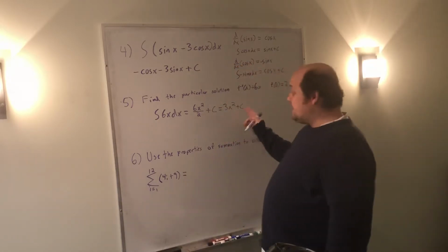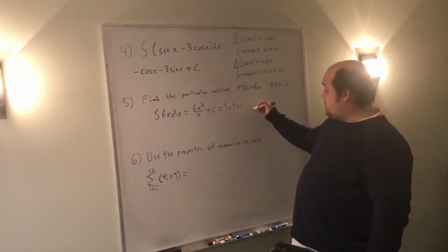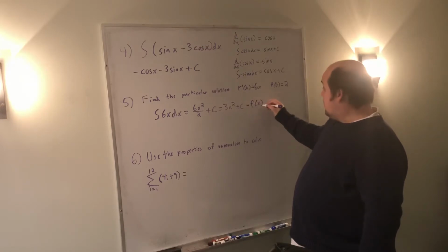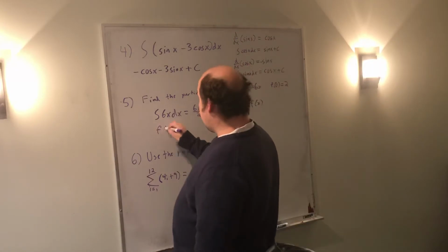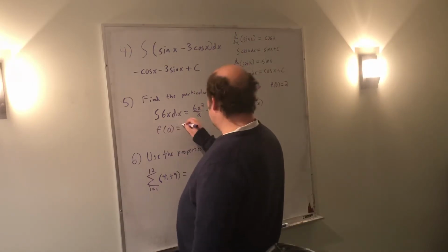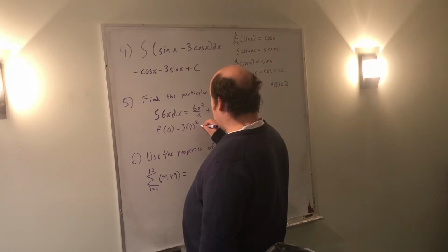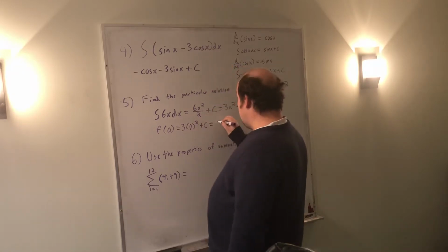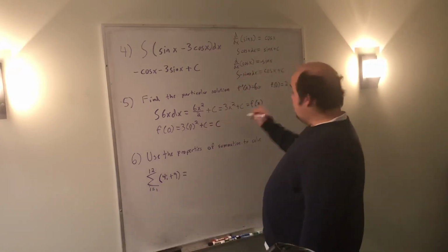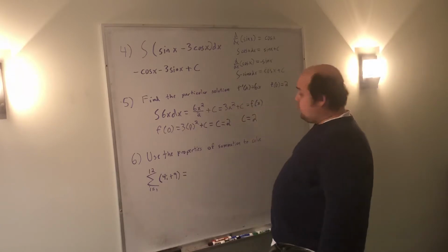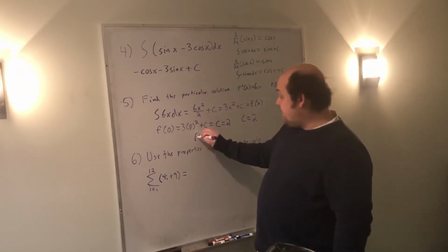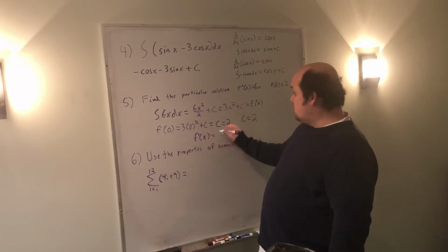The question is, what's this c? Well, since this is my f of x, and when I plug in 0, I should get 2, I can find that f of 0 equals 3 times 0 squared plus c. So f of 0 just equals c. We also know that f of 0 equals 2. That's how we know c equals 2. So the final equation, f of x with that initial condition, should be written as 3x squared plus 2.